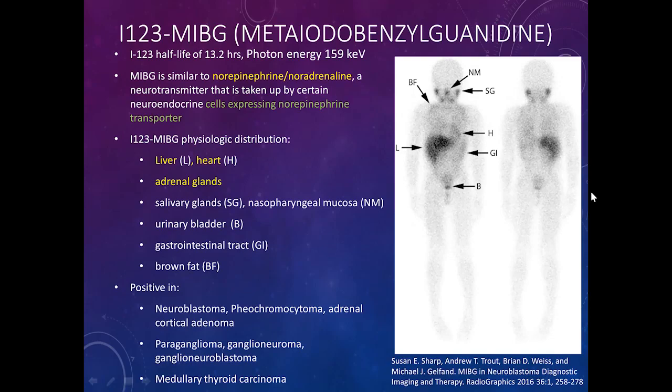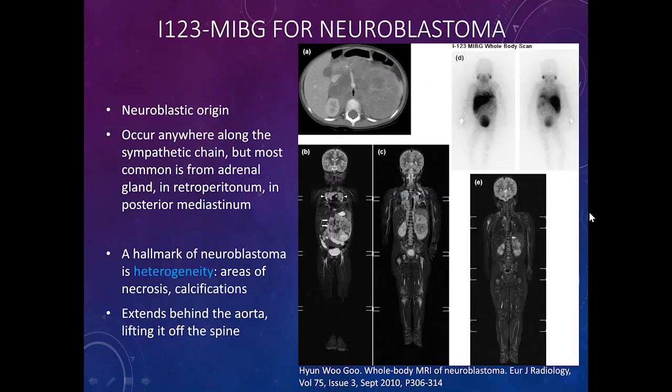On the right side, you see normal biodistribution of the MIBG. The liver is the hottest. You see uptake in the heart. Immediately after you see a whole body scan with heart uptake, you think about a possible MIBG scan. In this case, you don't really see adrenals, but you see uptake in the brown fat in the supraclavicular regions, and our usual nasal mucosa, salivary glands, and excretion in the urinary bladder. That's a normal biodistribution of MIBG.